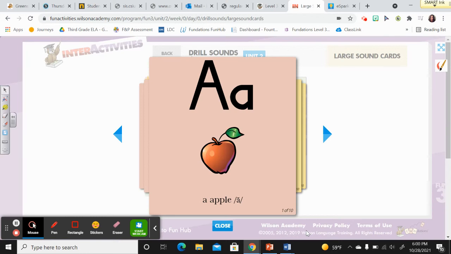Hi, third grade. Today we're going to finish up Unit 2 in Fundations and work our way up to taking the Unit 2 assessment. But first, let's warm up with our drill sounds warm up.